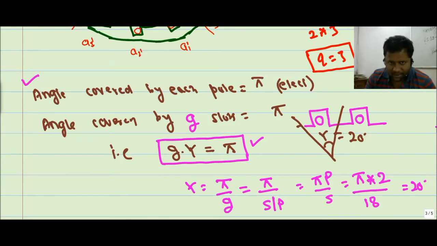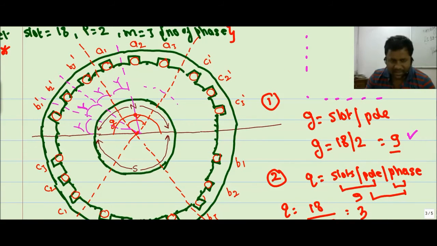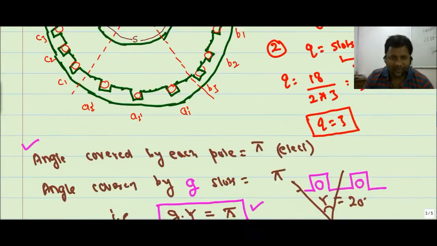This is also equal to pi, because gamma is the angular span between two consecutive slots, and G is the total number of slots per pole. If you multiply by this G, 9 into 20, because G is 9 and gamma is 20, it should be 180 degrees. So we have calculated this.